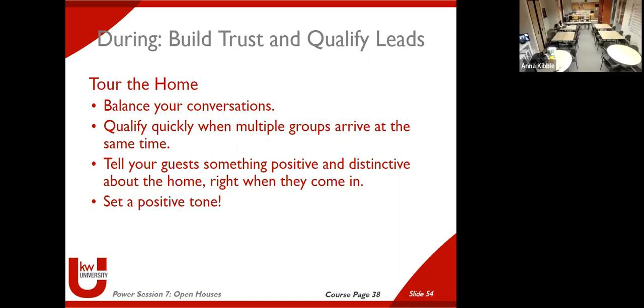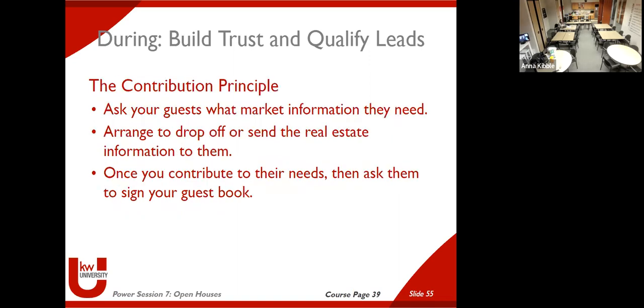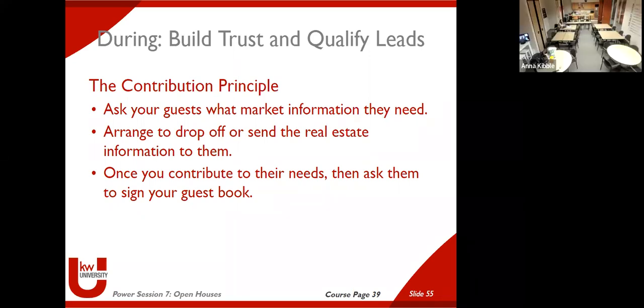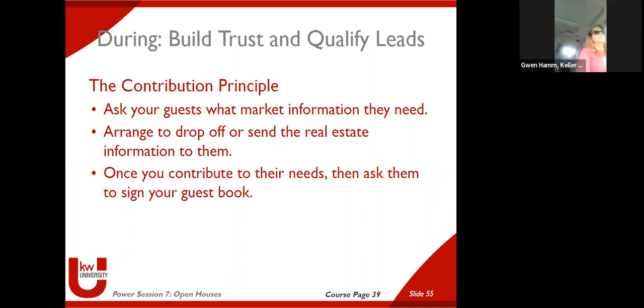So you're getting something positive and distinct about the home right when they come in, set a positive tone. Ask them what they think and go ahead. That value item, like that call to action piece, that would be valuable here. Yeah. That survey, raffle.